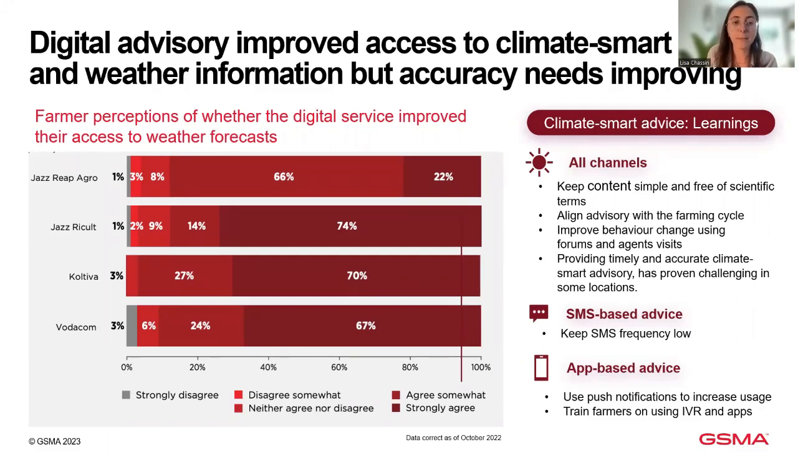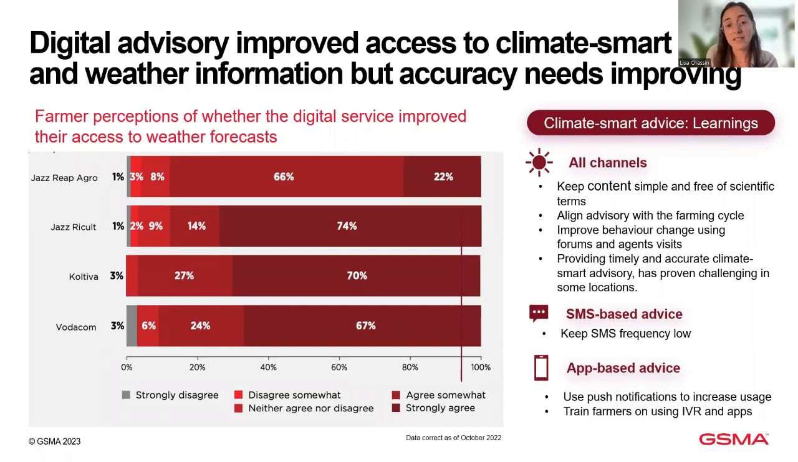Another strategy that was effective in driving farmers' engagement with apps was to leverage push notifications to draw users to new content being added or to promote a feature that usually gets less attention. Cultiva in Indonesia, but also BBK, Jazz Partner in Pakistan, have both seen success with this approach. Overall, regardless of the channel, farmers found that digital advisory improved their access to climate smart and weather information, enabling them to be better prepared for weather events, including extreme heat and drought.